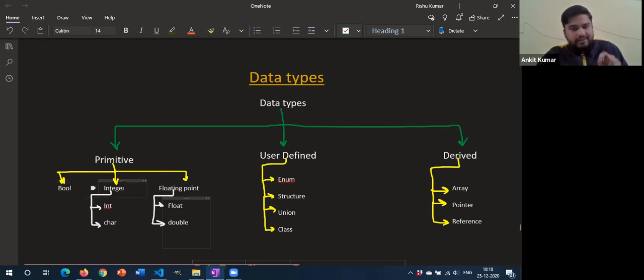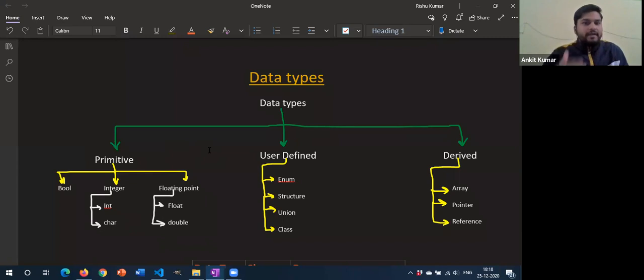Now integer. The integer data type is further classified into two data types, that is int and char. Int means integer, char means character. Now the question is how can character be part of integer? I'll answer this in detail. You should keep this in your mind that whatever we write in our program has to be processed by the CPU, and the CPU understands only binary language. So whatever we write has to be converted into numbers finally. That is why character is also part of integer, but we'll do some calculations on that as well.